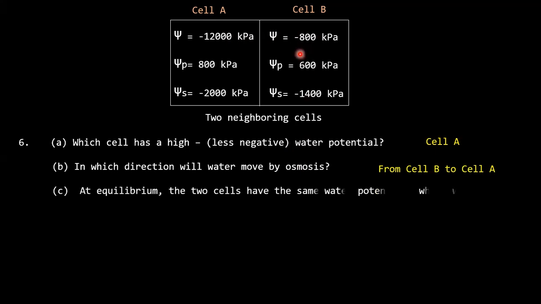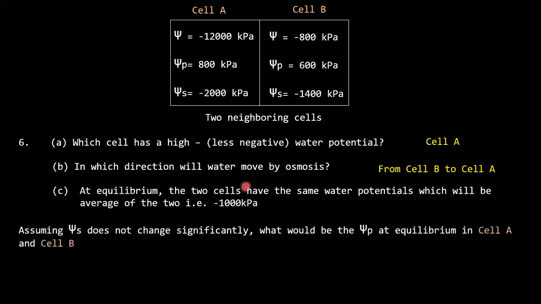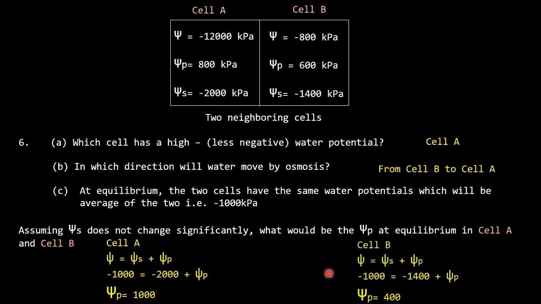Well, then we have at equilibrium, the two cells have the same water potentials. And this is the same water potential, assuming solute potential does not change significantly. What will be the pressure potential in cell A and B? So in cell A, this is the equation to work out the pressure potential. These are the values we have. This is the pressure potential. Pressure potential is always positive. Well, what happens in cell B? This is the pressure potential in cell B.